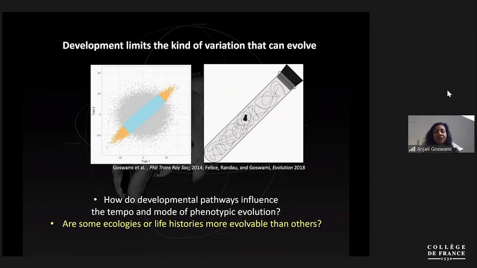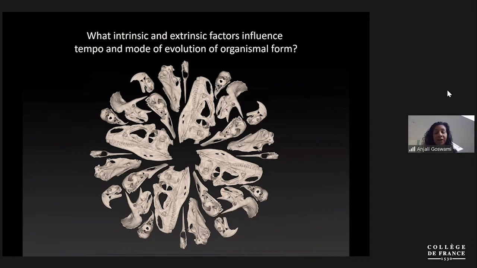Now, this is all part of a larger project in my lab of trying to understand what intrinsic and extrinsic factors influence the tempo and mode of evolution of organismal form. So intrinsic factors are things like development, maybe the genetic processes that give rise to morphology or anatomy. We can even think of ecology as an intrinsic process or factor. Extrinsic factors would include things like the environment, maybe large-scale mass extinctions and things like that, that are outside of the organism.